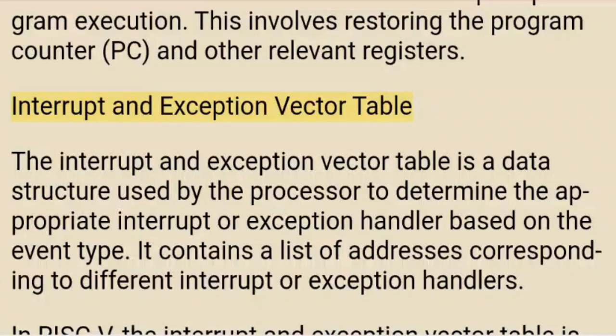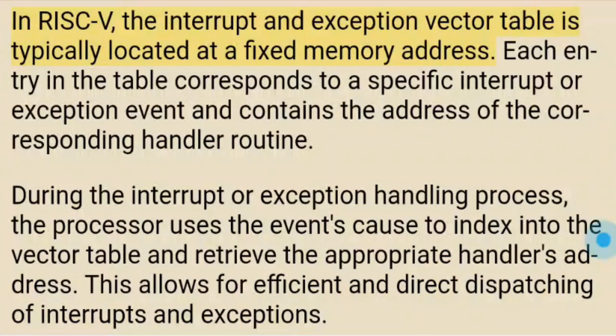Interrupt and exception vector table. The interrupt and exception vector table is a data structure used by the processor to determine the appropriate interrupt or exception handler based on the event type. It contains a list of addresses corresponding to different interrupt or exception handlers. In RISC-V, the interrupt and exception vector table is typically located at a fixed memory address.